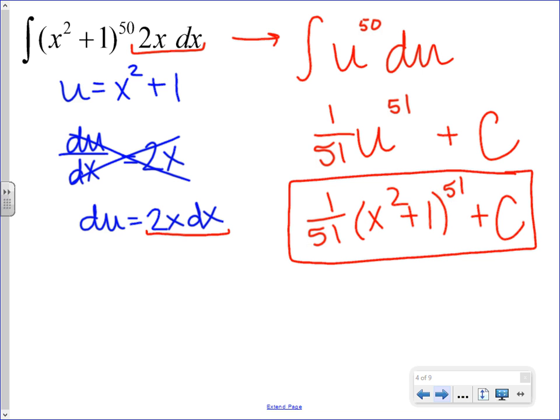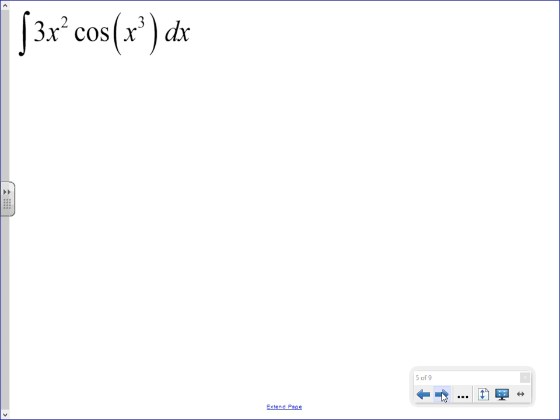What do you think? Where did you guys? Well, since du equals 2x dx, we replace all of it with du. Does that make sense? Okay. Should we look at another one? Of course we should.